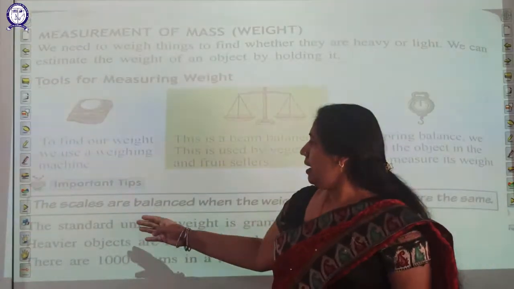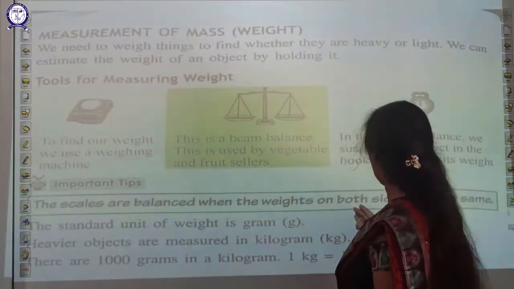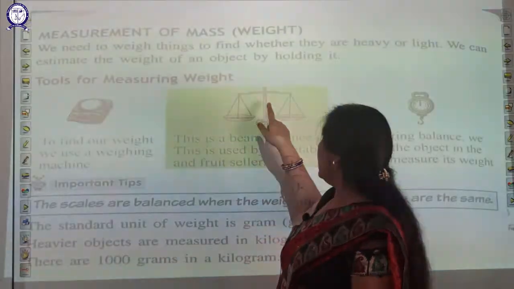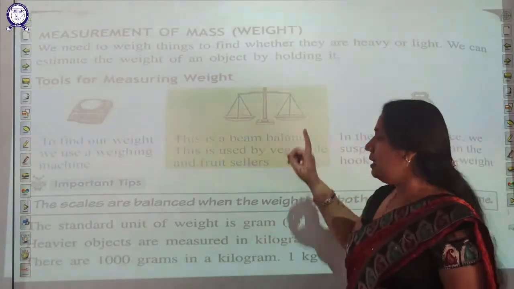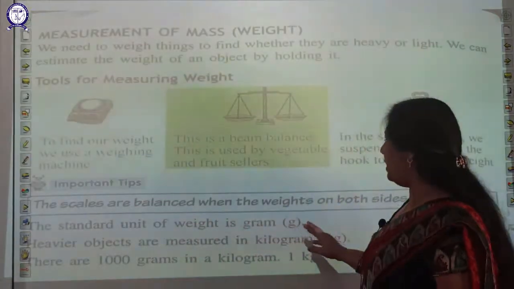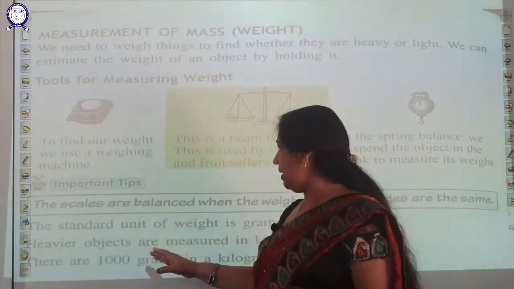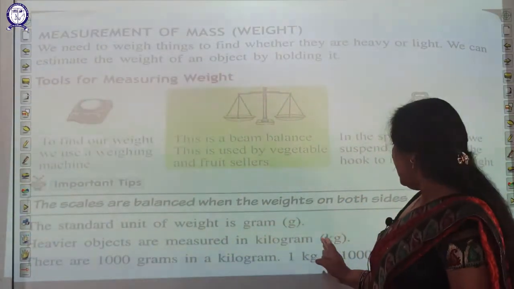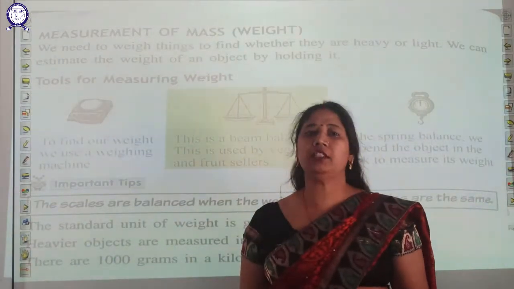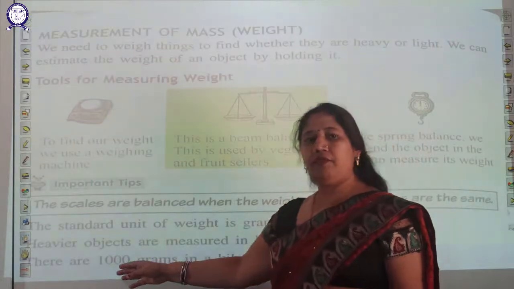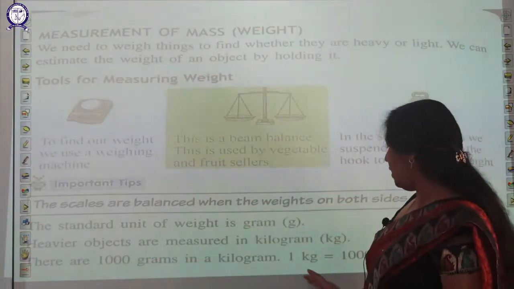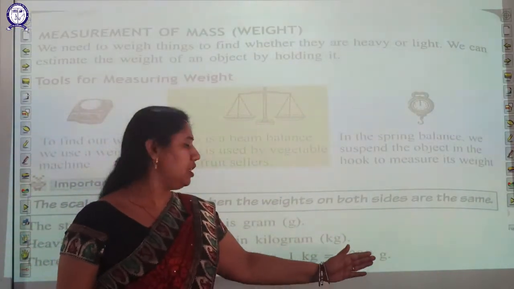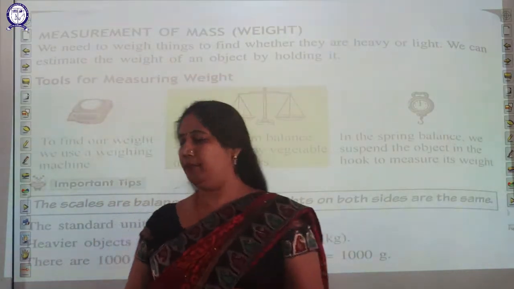The scales are balanced when the weight on both sides is the same. So the scales are balanced, that is in balance because both are the same. The standard unit of weight is gram. Heavier objects are measured in kilogram. Gram is written like this, small g, and kilogram, small k with small g. There are 1000 gram in 1 kilogram. So we have to write here like this: 1 kilogram is equal to 1000 gram.